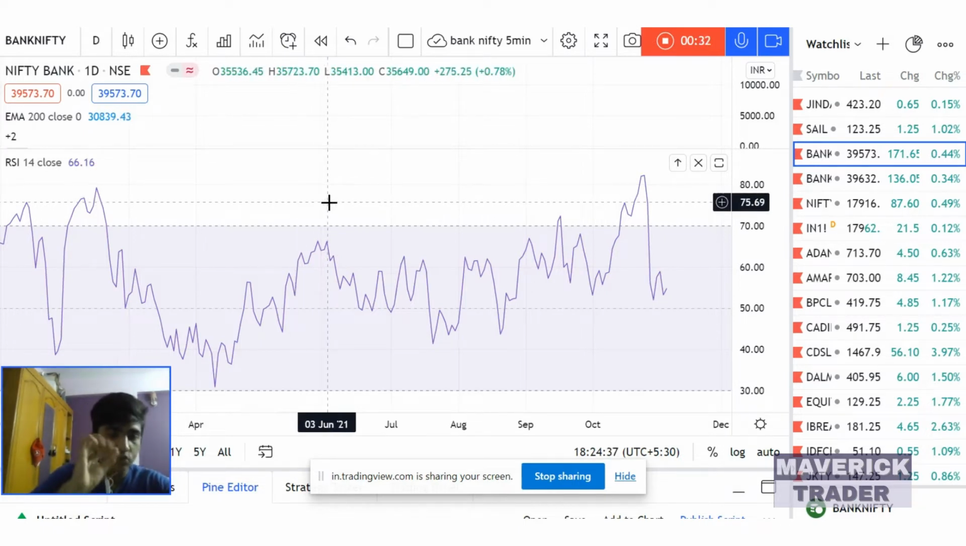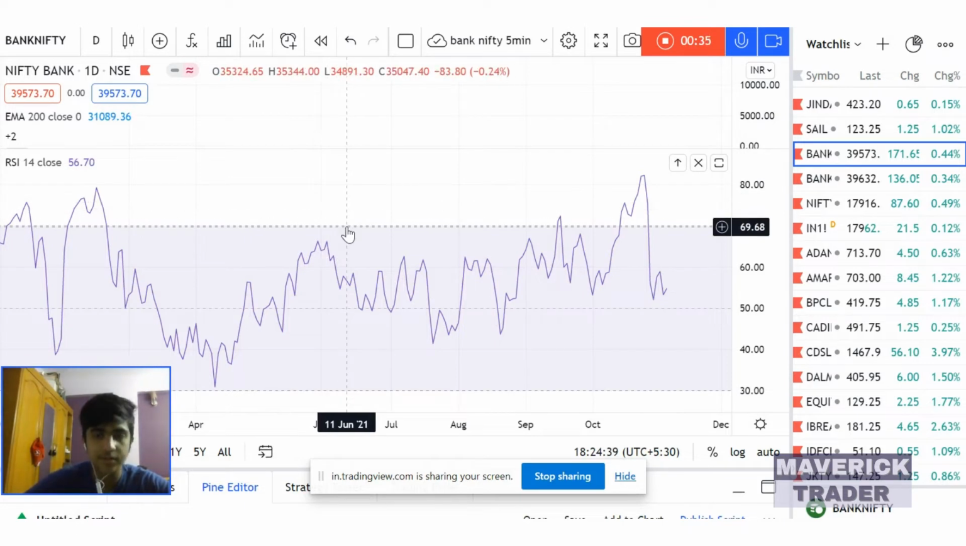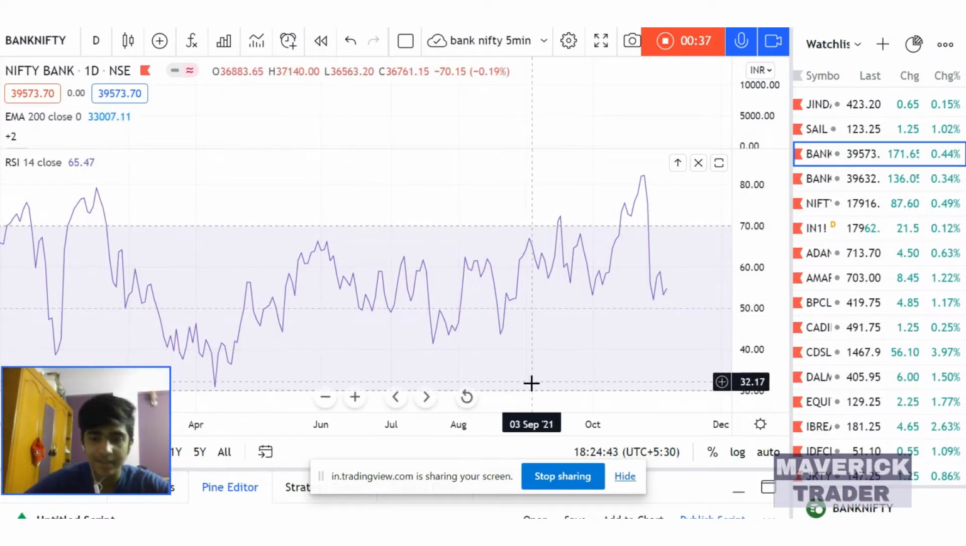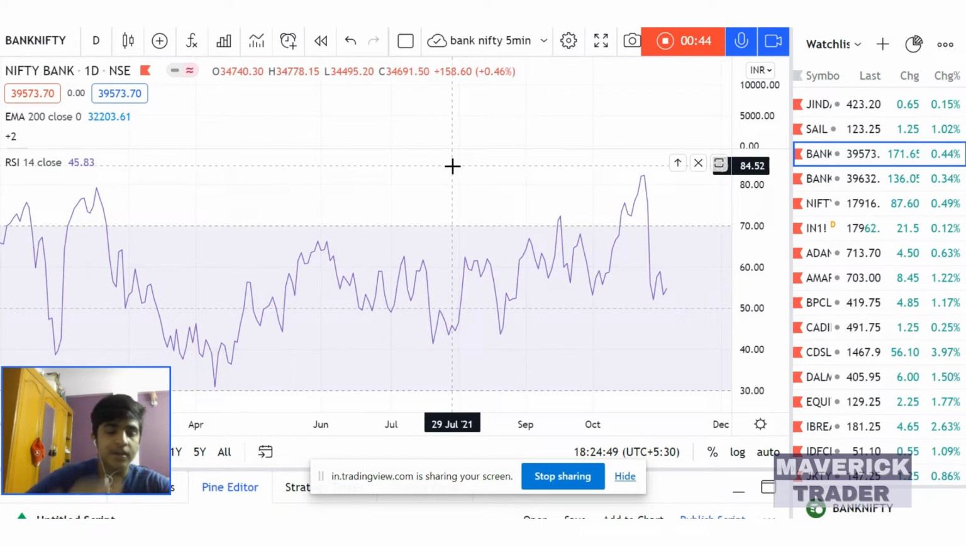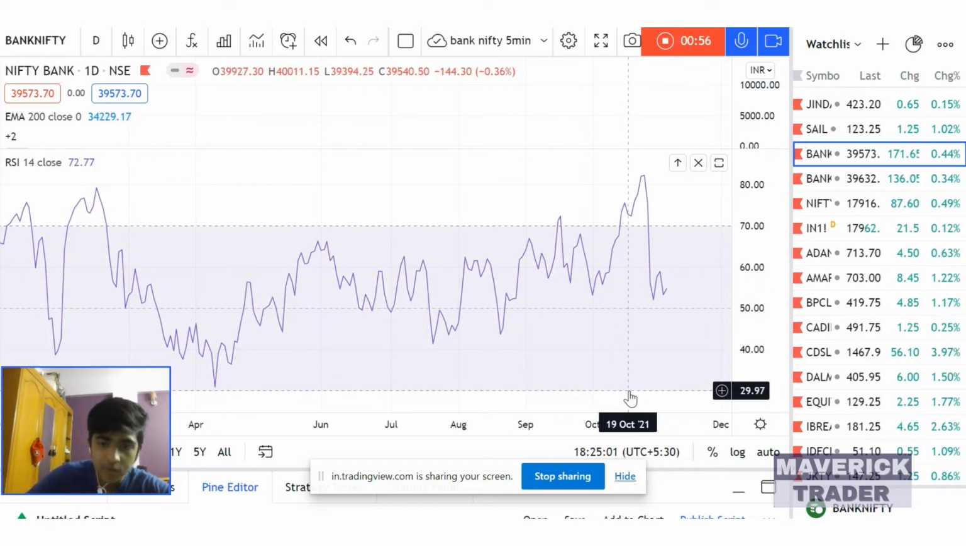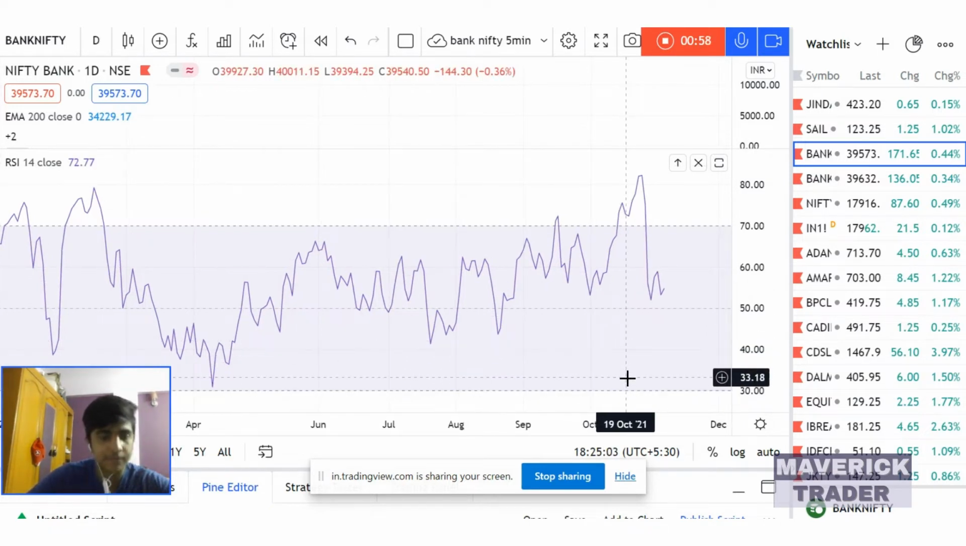RSI has two important levels. One is this, the 70% level, and then this, the 30% level. Above the 70% line, the whole region is considered overbought, which basically means there's an excess of buyers in the market and a deficit of sellers. And if the RSI goes below this 30% line, it means there is an excess of sellers in the market and a deficit of buyers.